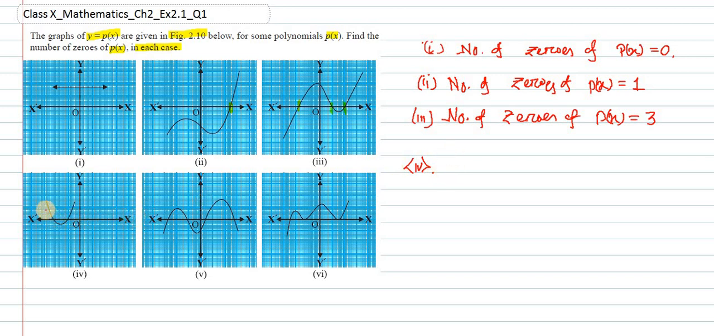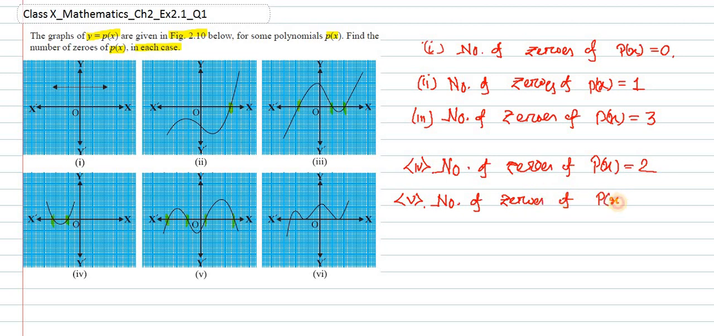Now let's look at question number 4. Look at this here. This curve crosses the x-axis in exactly 2 positions, which are this and this. Therefore the number of zeros of p(x) is 2. Similarly, let's look at the 5th one. The 5th one says how many times it crosses the x-axis. Once here, once here, once here, and once here. So in total it has crossed the x-axis 4 times. Therefore the number of zeros of p(x) is 4.